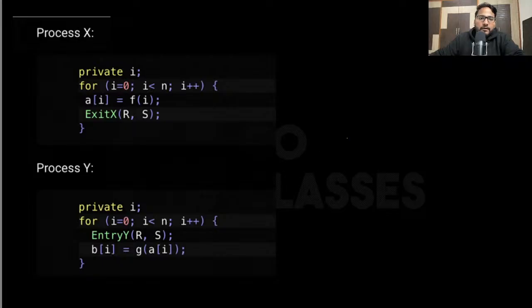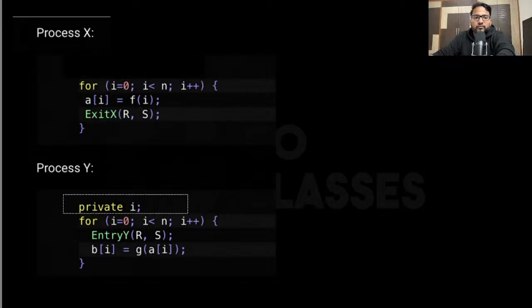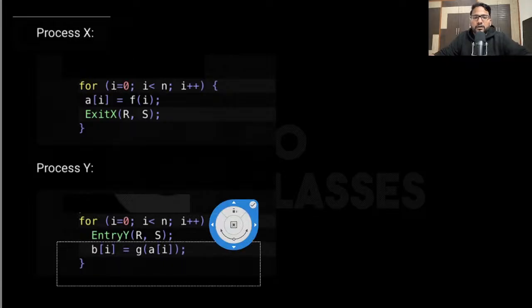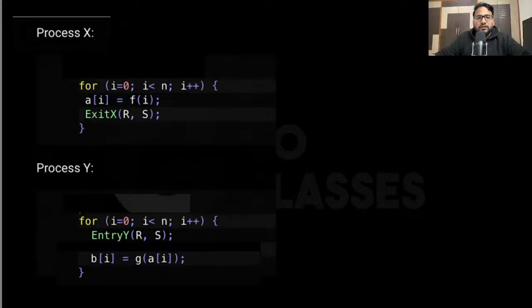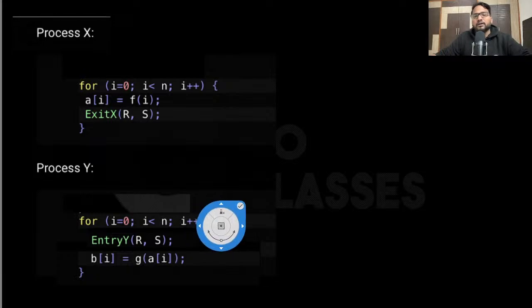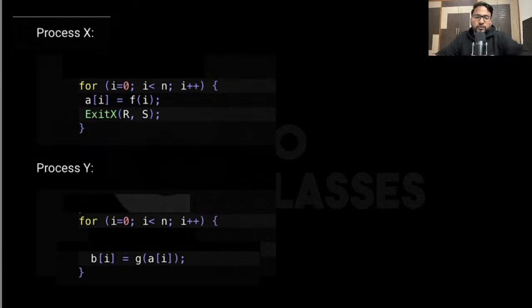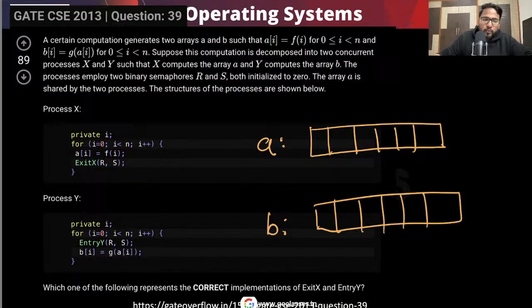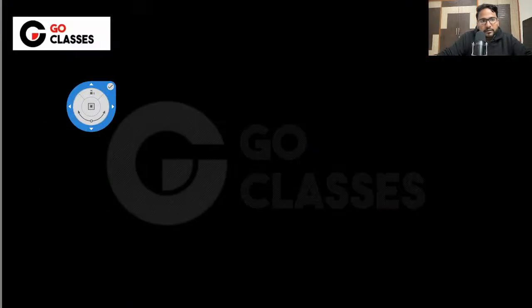Let's not, this I is actually a private one, so I'm just removing it for the sake of having space here. Let's suppose we want strict alternation. Let's suppose there are two processes, p1 and p2.